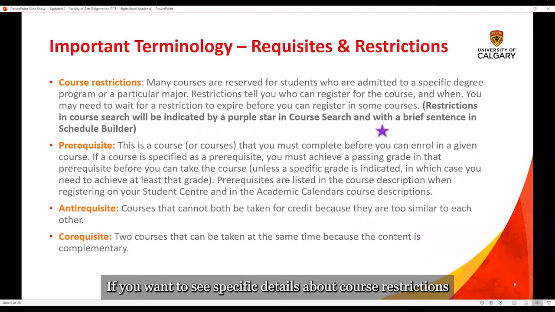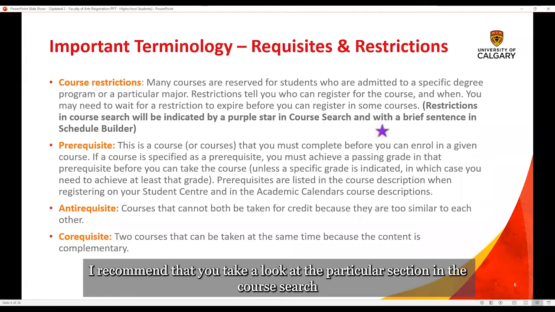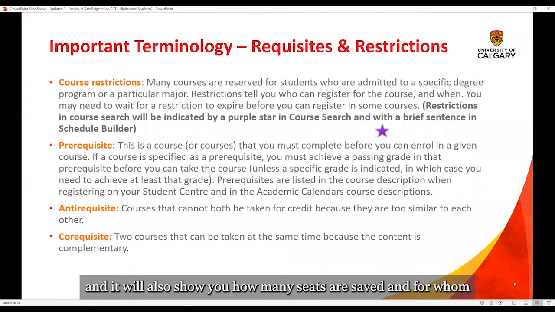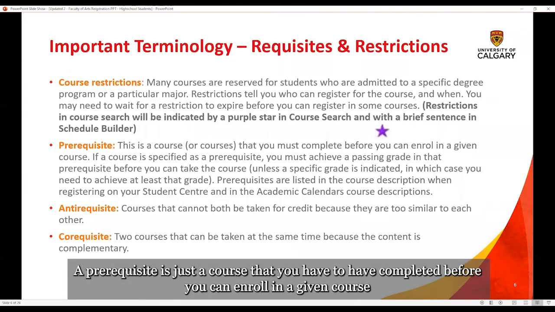If you want to see specific details about course restrictions, I'd recommend you take a look at this particular section in the course search, because it will tell you the exact date and time that they come down, and it will also show you how many seats are saved and for whom.